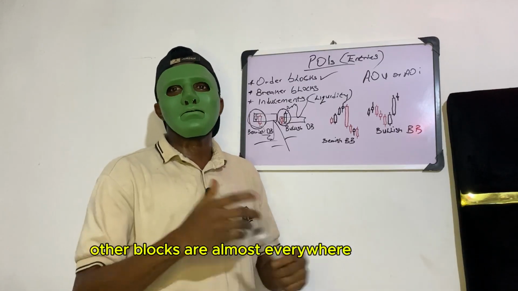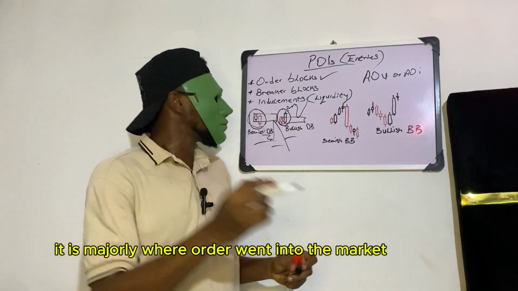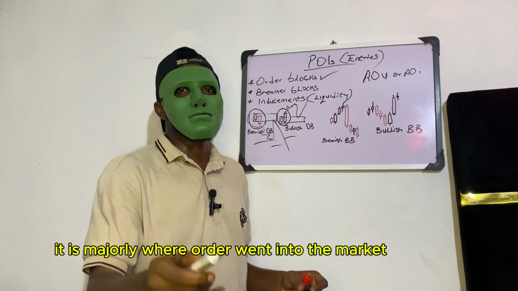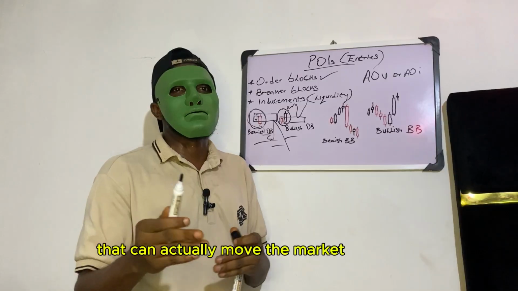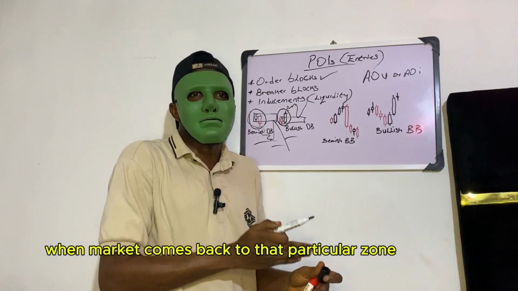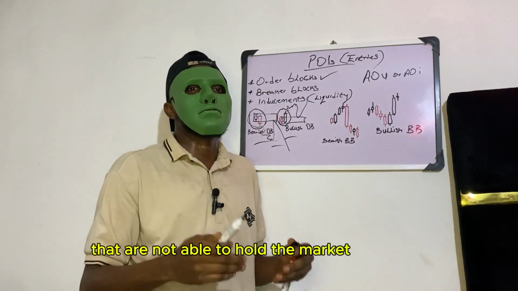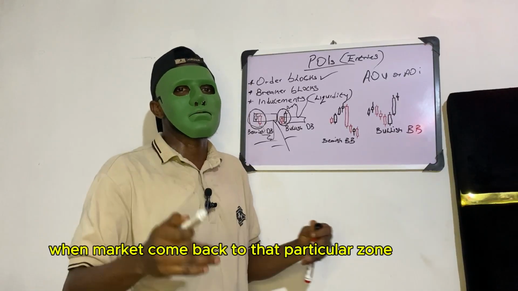Order blocks are almost everywhere because it is majorly where orders went into the market. But orders can differ. There can be little orders that can actually move the market when the market comes back to that particular zone, and there are orders that are not able to hold the market when it comes back to that particular zone.